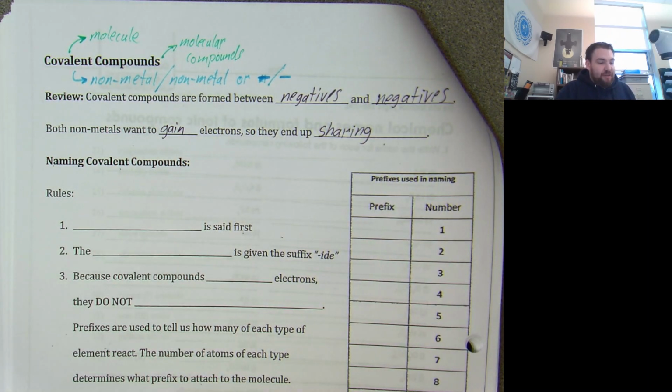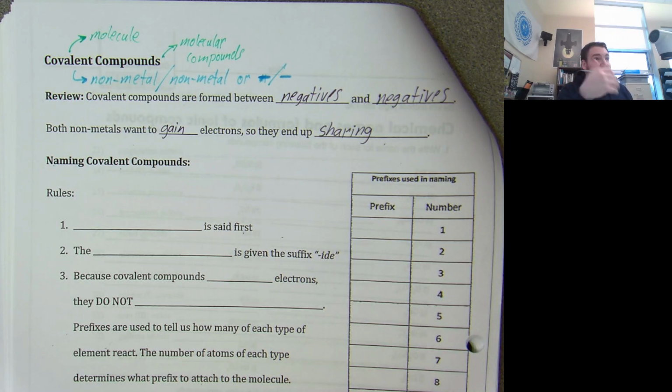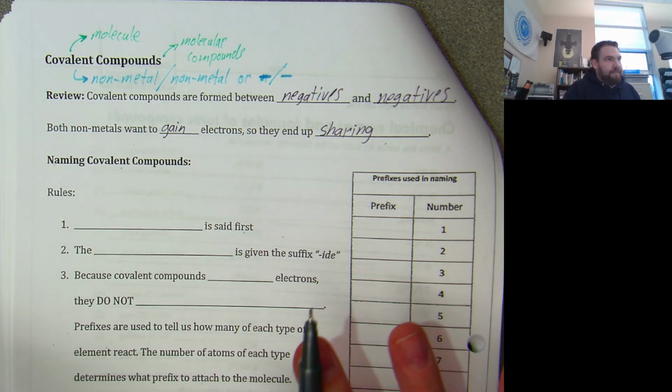We have a particular set of rules for naming these things. Because they're sharing, it's not about balancing charges anymore. So we don't necessarily know how much of each is showing up based just on the charges. The ionics were easy. It was easy to say, okay, they're going to balance the charges, and it's going to be the lowest terms. So to balance out a 4 and a 2, I need one of those and 2 of those, for example. Or to balance a 2 and a 3, I need 3 of the 2s and 2 of the 3s, and then they're going to balance, they're going to be good. The covalents don't behave that way.